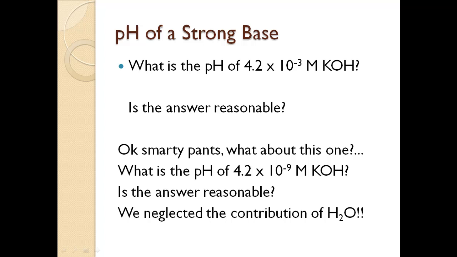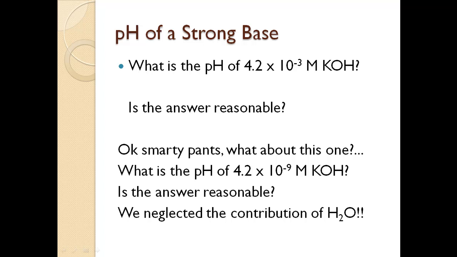Is that reasonable? Absolutely not, right? KOH is a base, so it has to be higher than 7. And you did the process correctly, so what is the difference here? What's the problem? Look at the concentration that they told you the hydroxide ions is. It's 10 to the negative 9. How much is the concentration of hydroxide ions in pure water? From the water equilibrium constant, we know that it's 10 to the negative 7th. So pure water actually has a higher concentration of hydroxide and H plus ions than this solution.